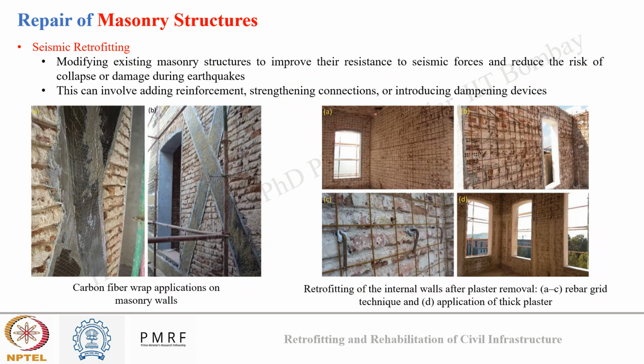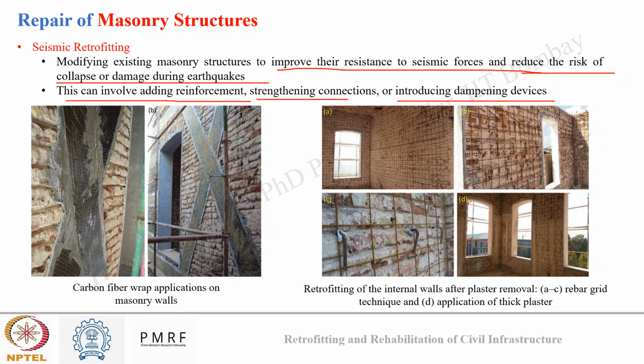Finally, we have seismic retrofitting, which is often used for masonry which is severely damaged due to seismic events. As the name suggests, these are opted for earthquake induced distresses, and this involves modifying the existing masonry structure to improve its resistance to seismic forces and reduce the risk of collapse or damage due to earthquake. Okay, and this involves adding different reinforcement, strengthening connections, or introducing damping devices. So, here you can see different examples using which masonry structures can be repaired for seismic retrofitting.